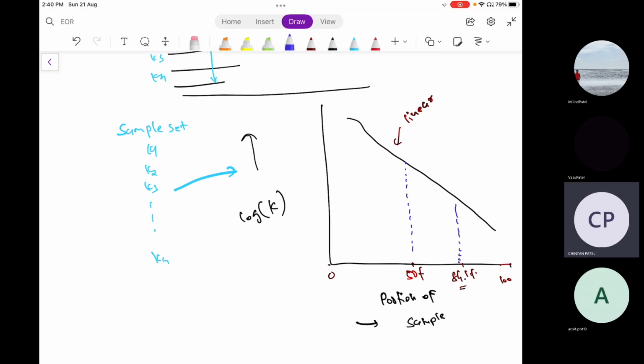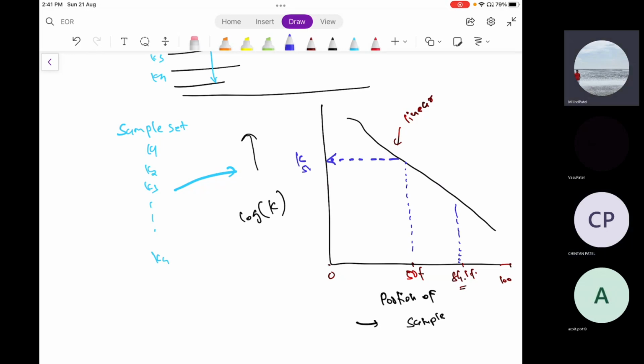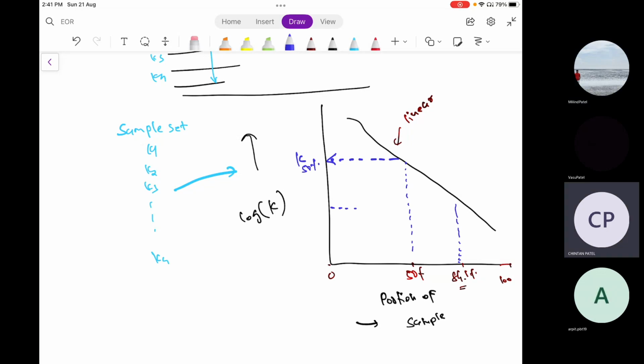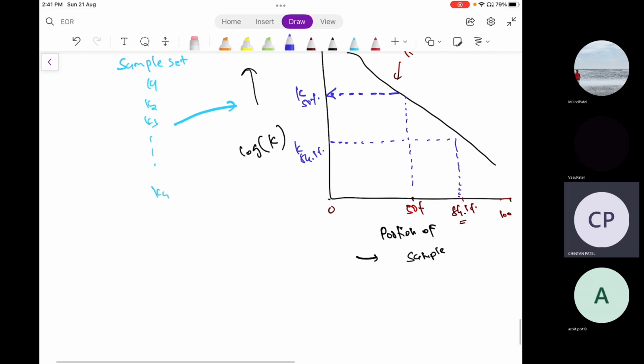So we have these two permeability values. Hello, sir, what is on the x-axis? It's the portion of sample. I will explain that. Just remember for now, we are going to use these two values to arrive at this V value. So we can say V is equal to (k50 minus k84.1) divided by k50.